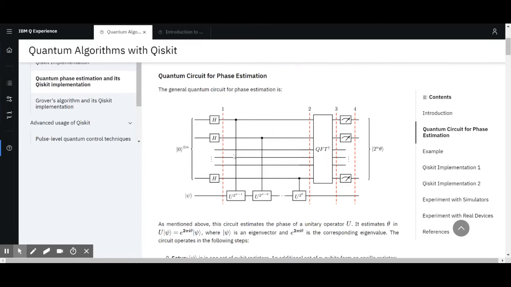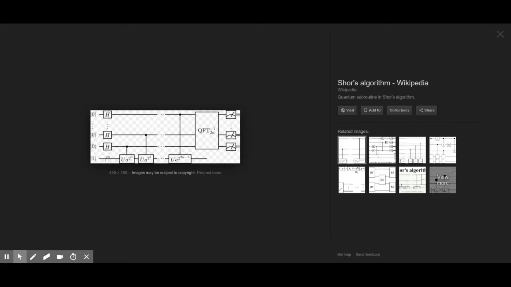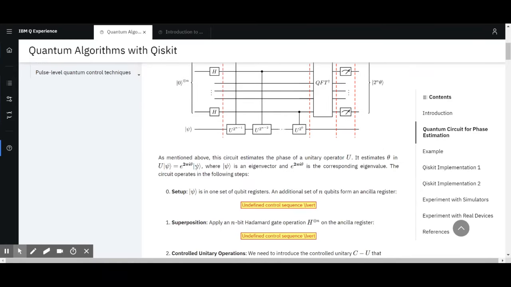I didn't really understand. I understand how this is structured, but not really what the purpose of doing this is. And maybe because here, like I mentioned above, the circuit estimates the phase of a unitary operator U. It estimates theta in this, whatever, but why is that relevant, right?